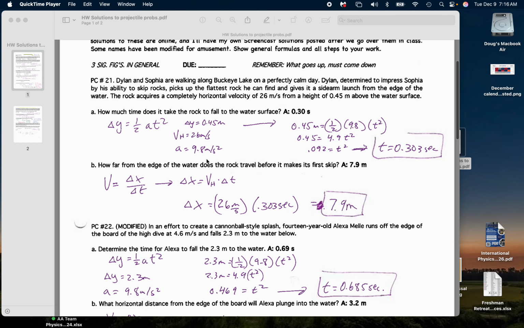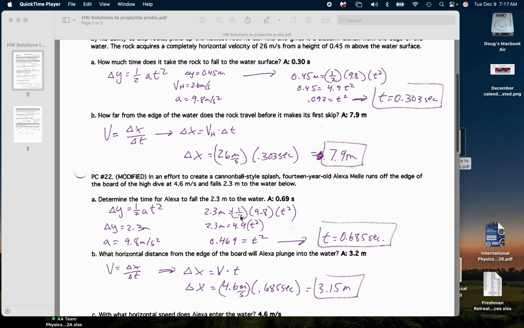When you're figuring out how far from the edge of the water the rock travels, that's a horizontal motion problem. And we only have one formula that goes with projectiles. That's a rearrangement of our average velocity formula: horizontal velocity times time. We just figured out the time. Horizontal velocity is given, so that's around 7.9 meters.